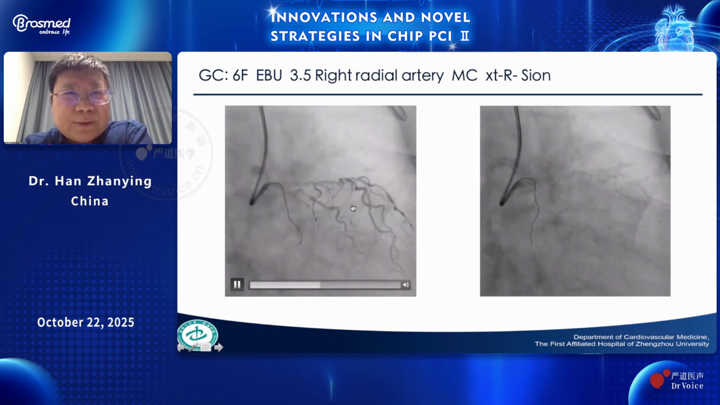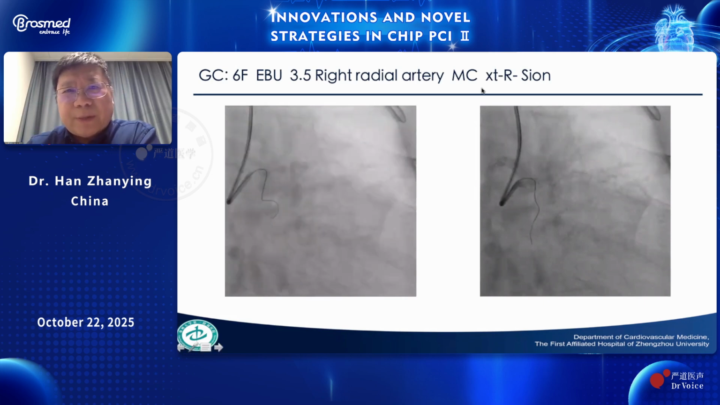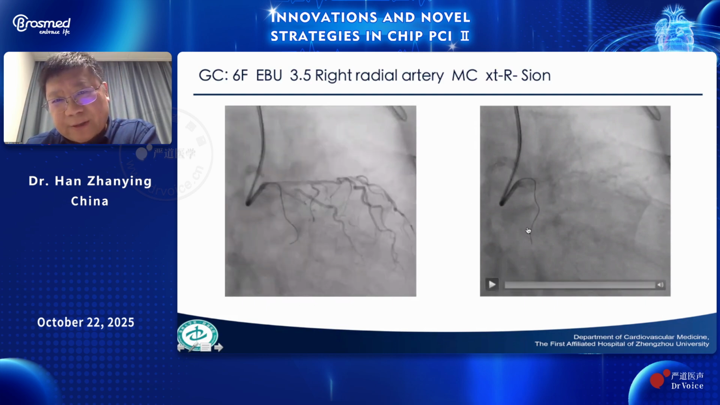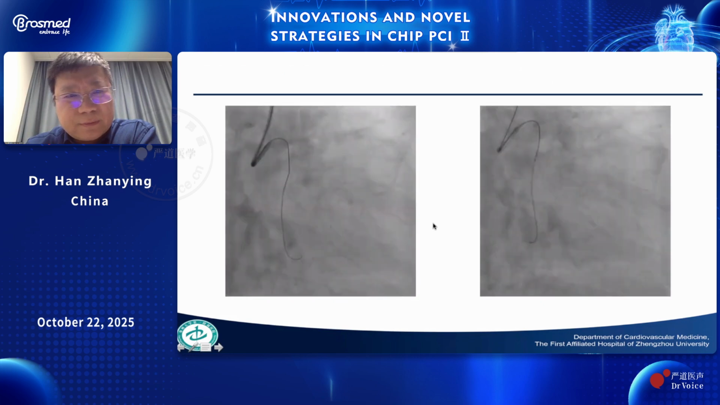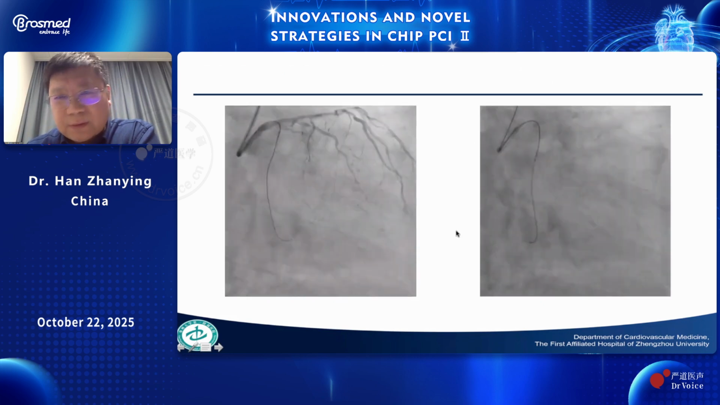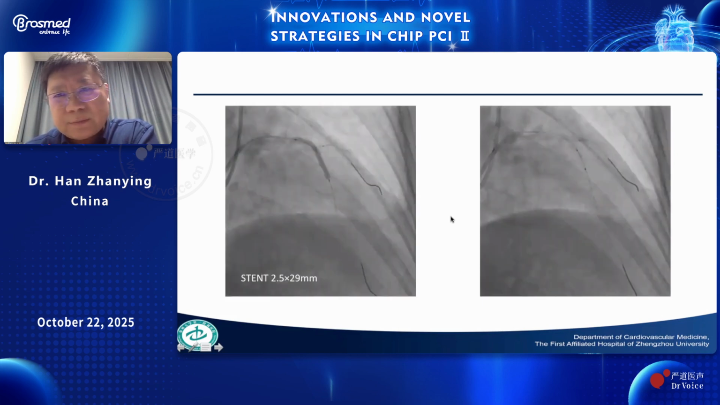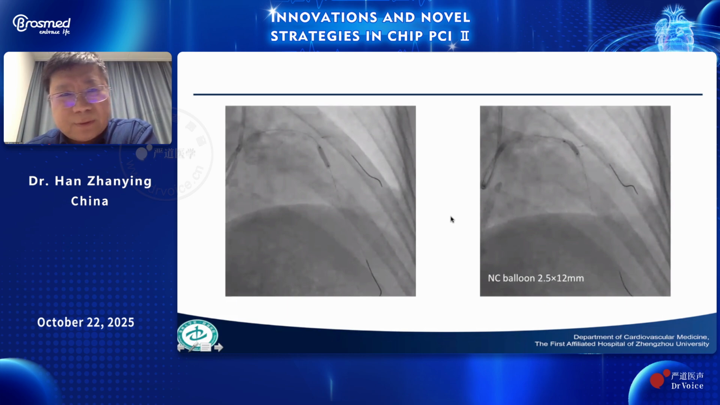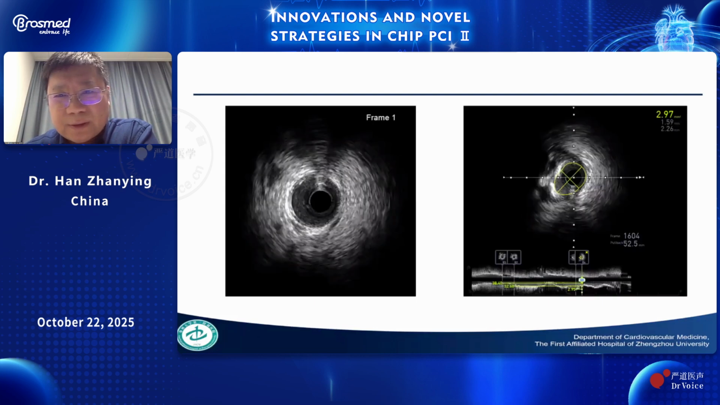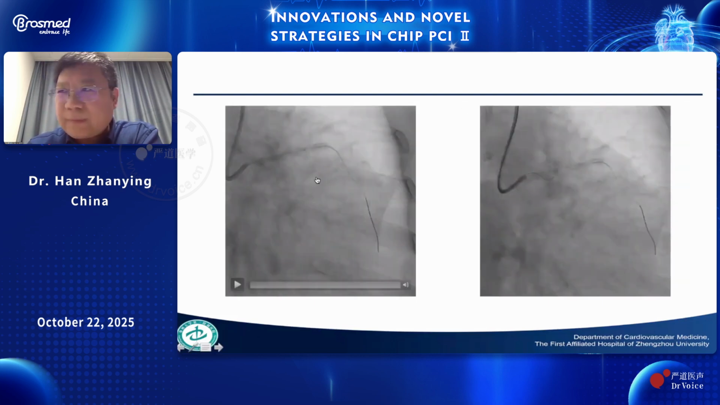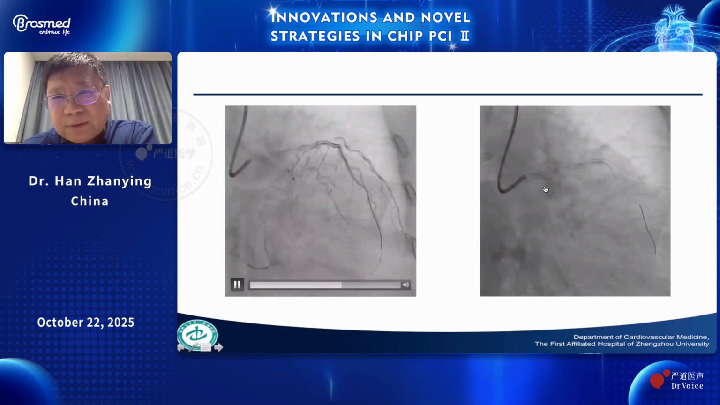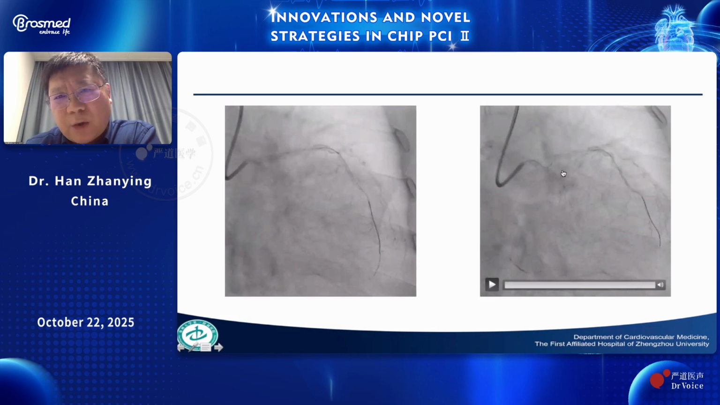And through the right radial artery, we choose the MC as XTR to open the circumflex. Predilation for the LAD, NC balloon, and we'll show you first. So our question is, how about the proximal segment of the LAD? Let's see.